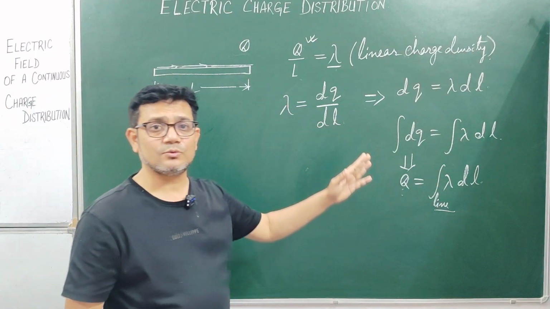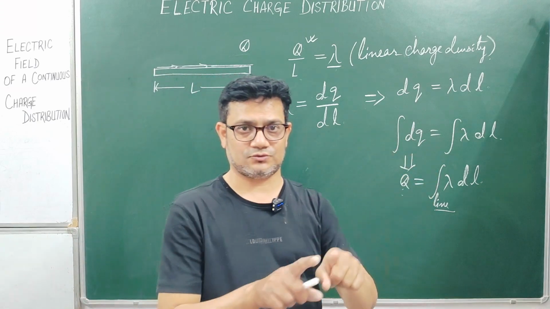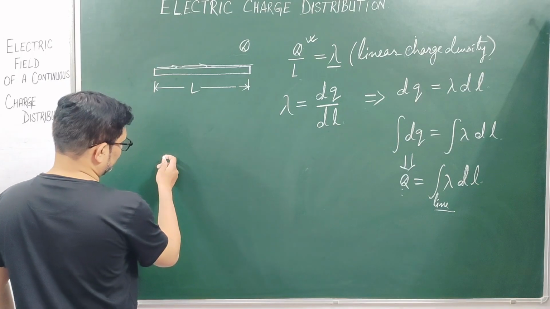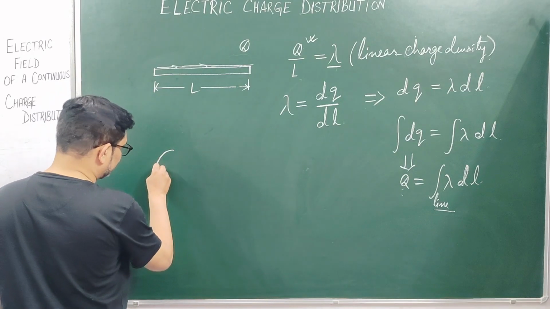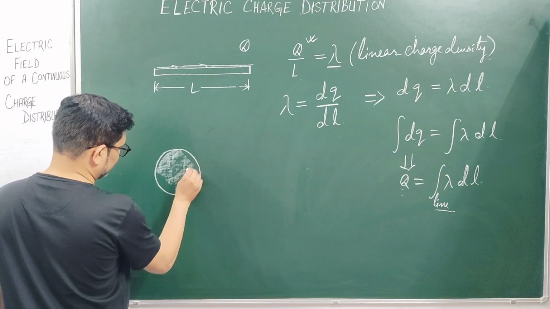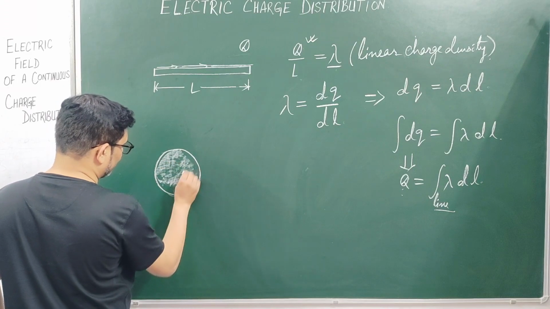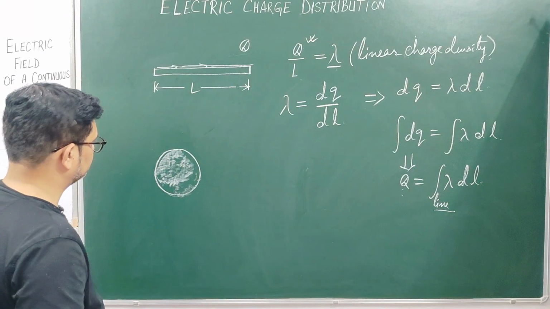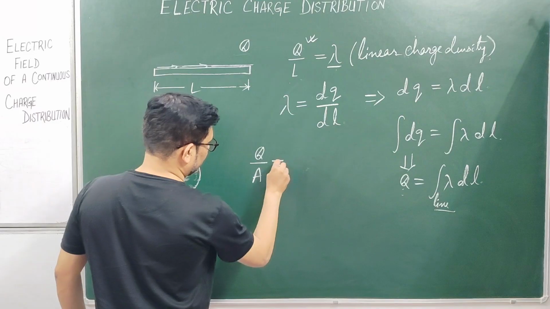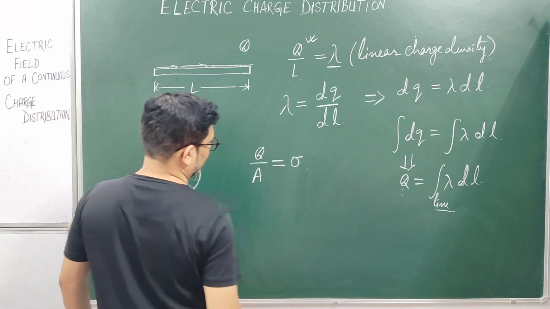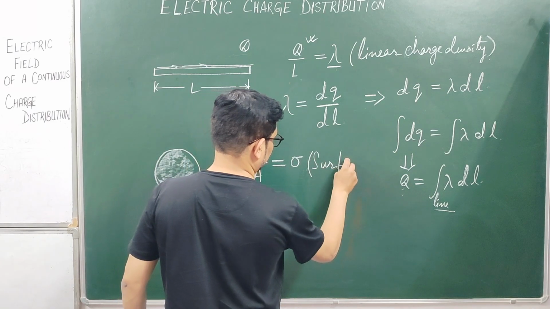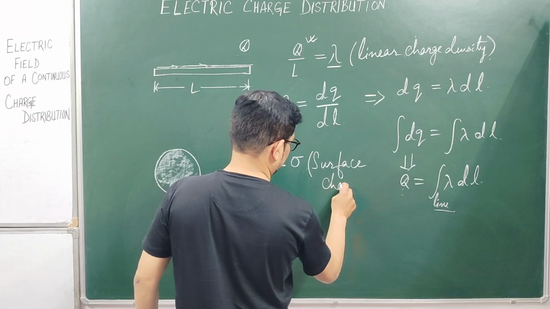So we have used calculus. Why? Because it's a continuous distribution, right? Similarly, if you take another type of object, suppose the disk that we have taken, and this disk has a surface. Now if you want to find the relation for this, you can write this q over A, which is conventionally denoted by sigma. And this we will call surface charge density.